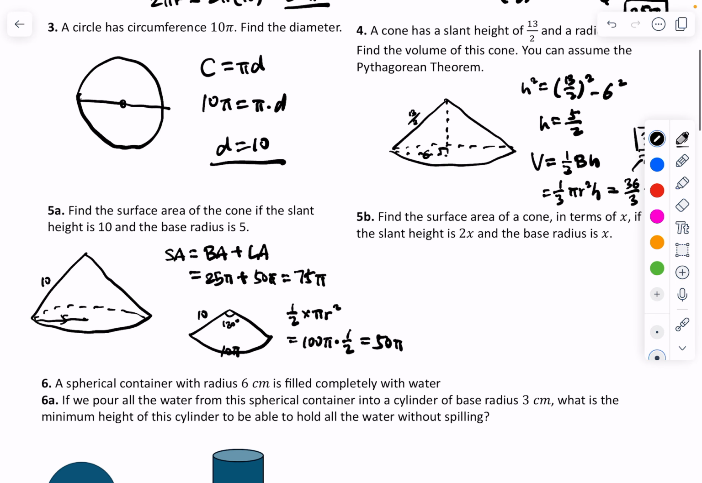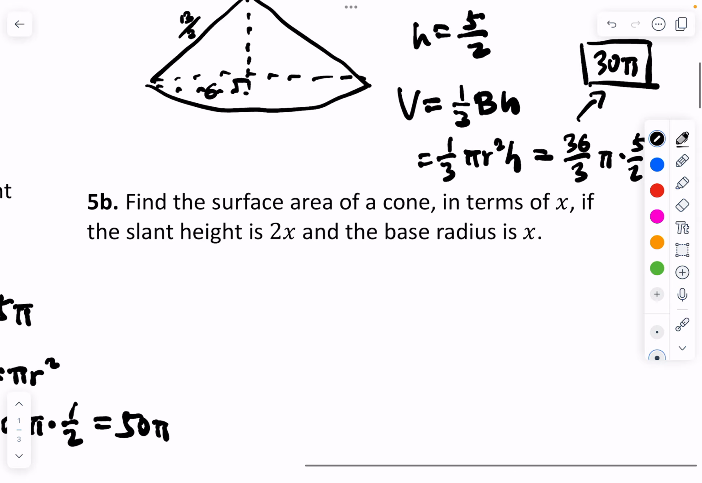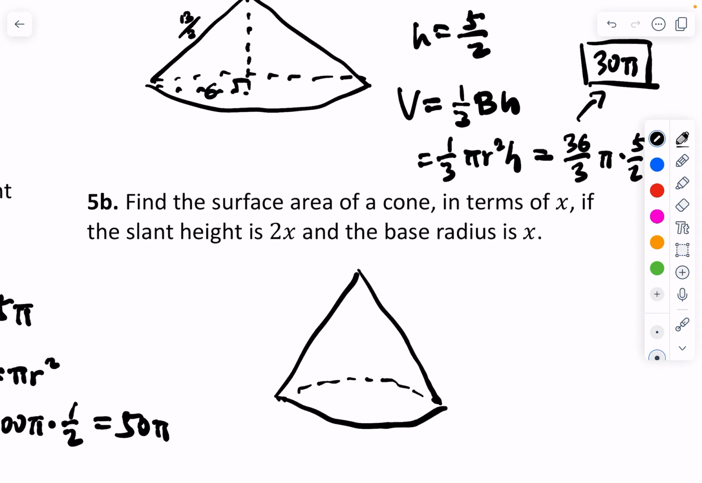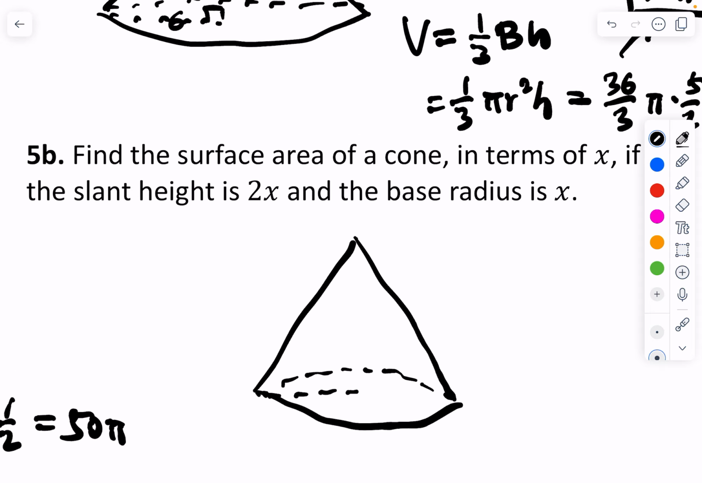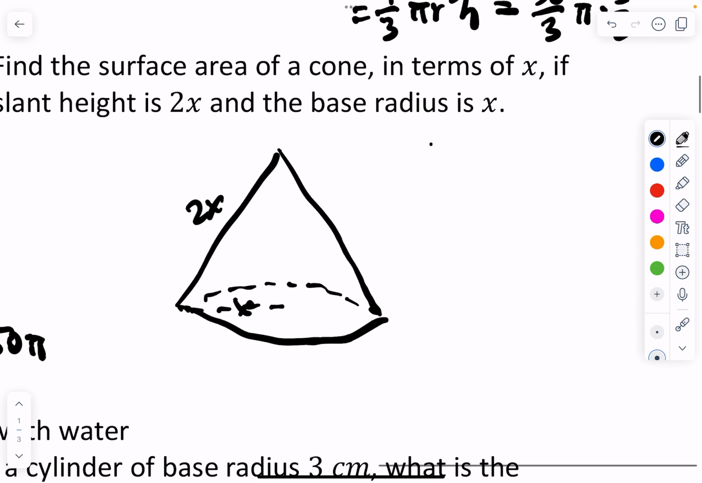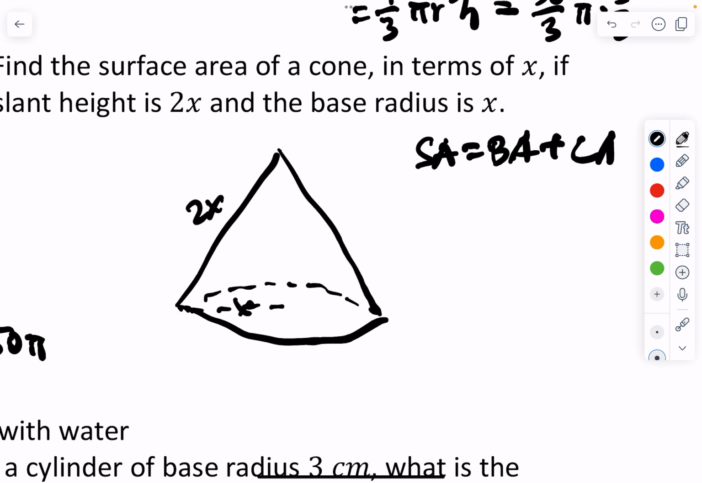Okay, 5b. Find the surface area of a cone in terms of x if the slant height is 2x and the base radius is x. So this is basically the exact same question as the last problem, but we're just trying to generalize into x and 2x. So again, base radius is x, lateral area is 2x. So again, surface area equals lateral area plus base area, or base area plus lateral area. And the base area is just pi x squared.